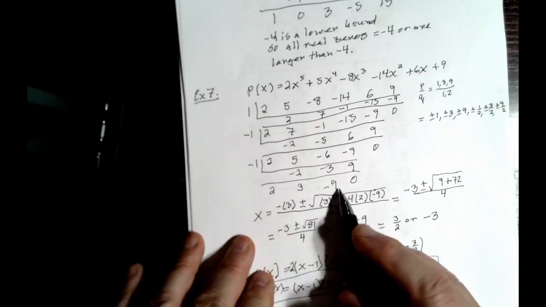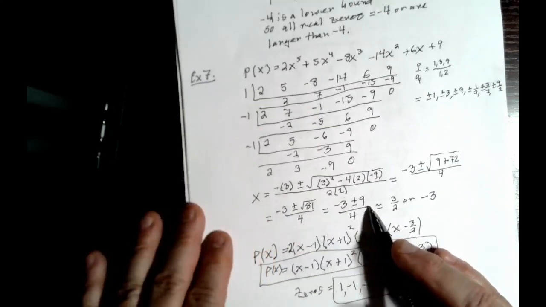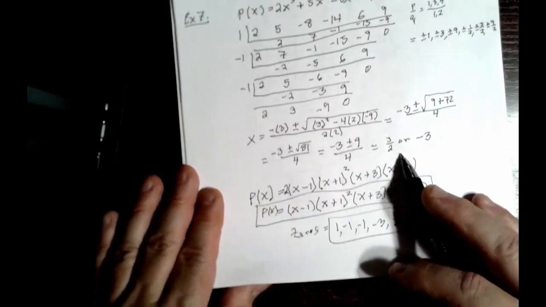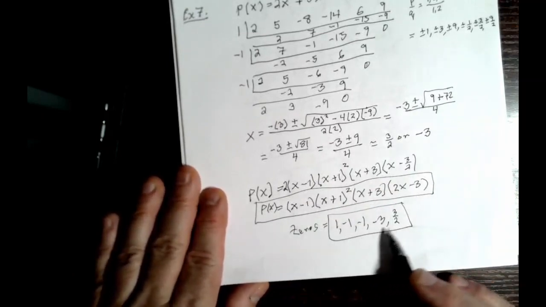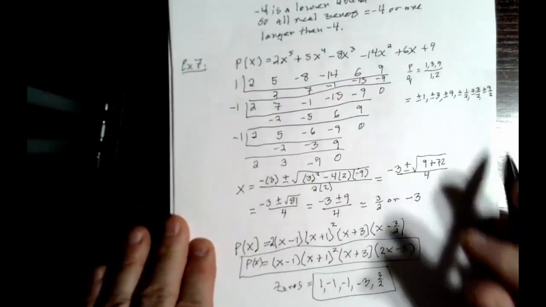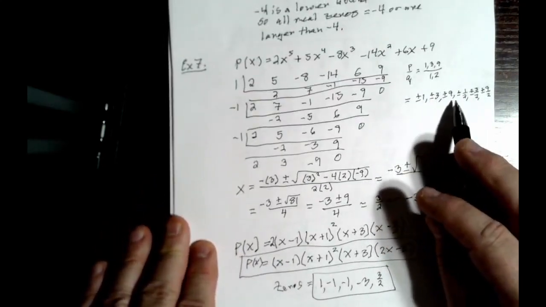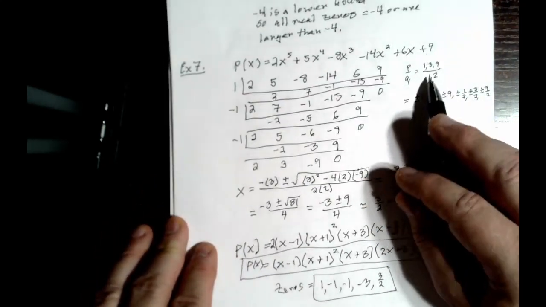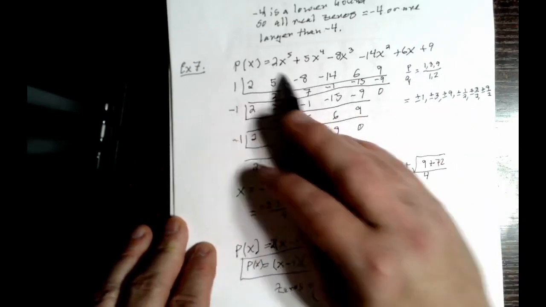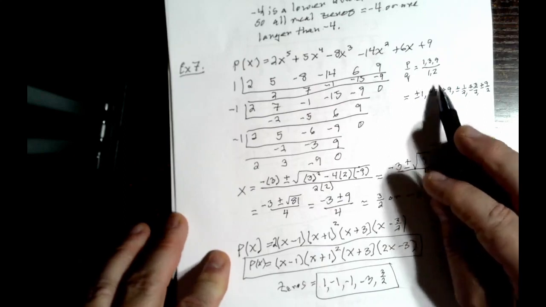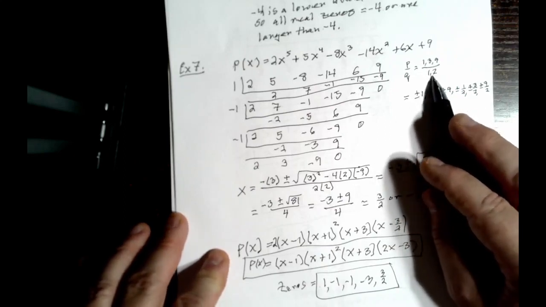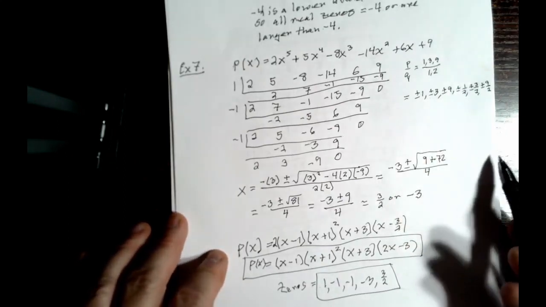Alright, so now here's your A, B, and your C. Plug them into the quadratic formula, and you get 3 halves and minus 3. So here are your factors. Here are your zeros. Up here are all the possible zeros you should try. Factors of 9, 1, 3, and 9, over factors of 2, 1, and 2. So you got 1 with each one of these, 1, 3, and 9. And you got 2 with each of these, 1 half, 3 halves, 9 halves, plus or minus.